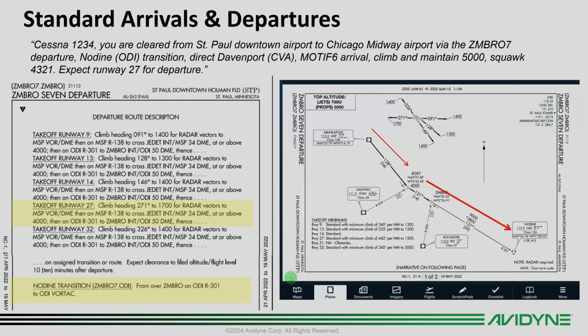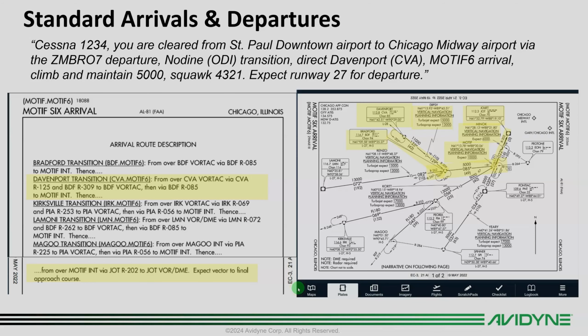First of all, here we can brief the departure. Here you can see the description for runway 27, and you can see the pictorial here. Notice we've also got an arrival that we need to load, which is the Motif 6, and here's the particulars for that. We'll brief it as well.